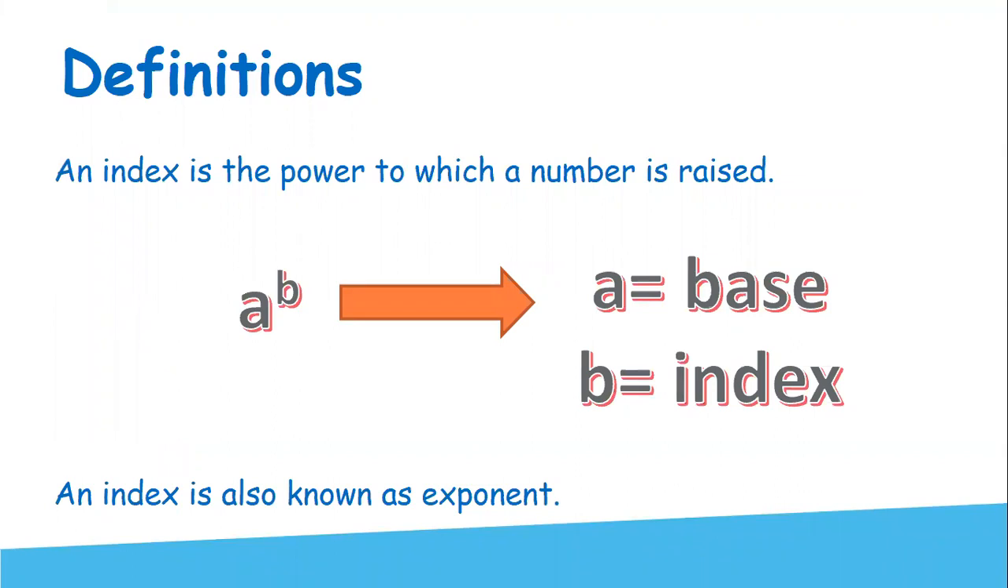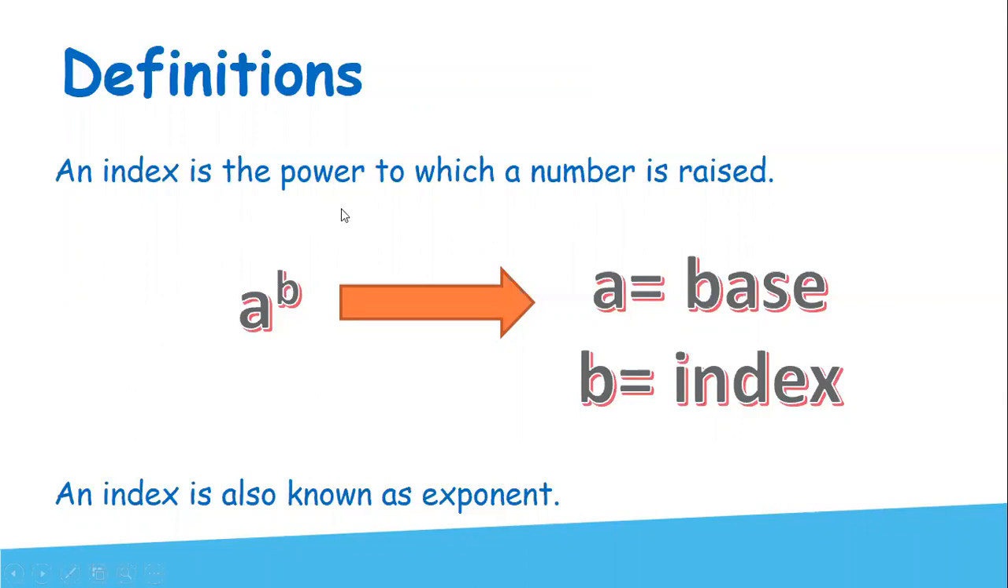An index is the power to which a number is raised. For instance, here we have a raised to power b. This is not an ordinary number like your normal numbers. This is an indices expression, so to speak. So when you have a number like this, a is the base, while b is the index. From here, you can see that a is raised to the power of b.